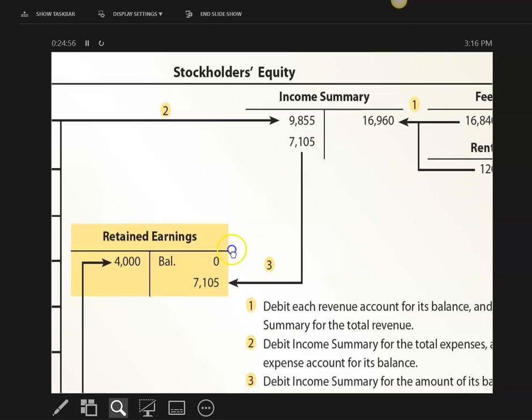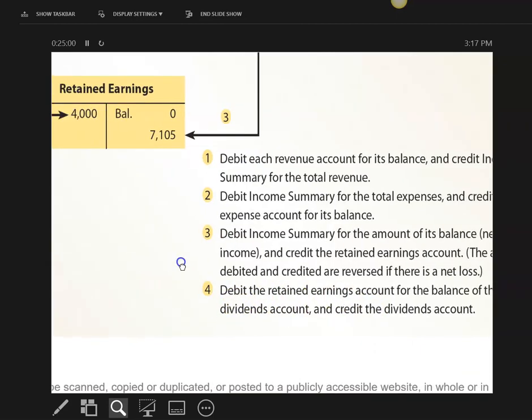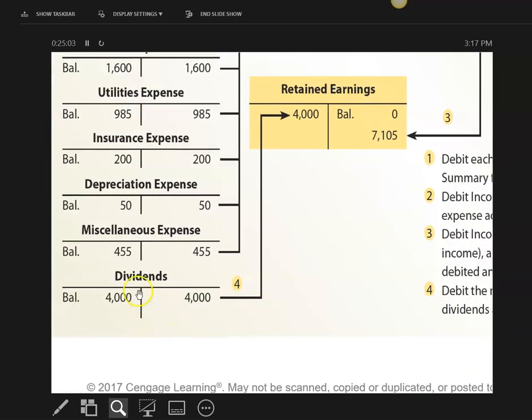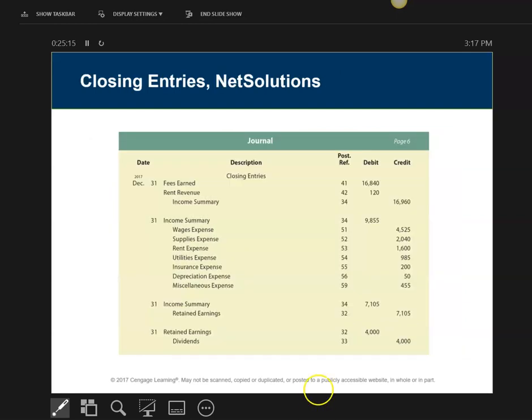Okay? And finally, step 4 is to close my dividends account. Here's my dividend. Normally has a debit balance, so I would credit my dividends and debit my retained earnings. Okay? I know this is kind of confusing. Here are the actual journal entries in order. So this would be step 1. This is step 2. This is step 3, and this is step 4.